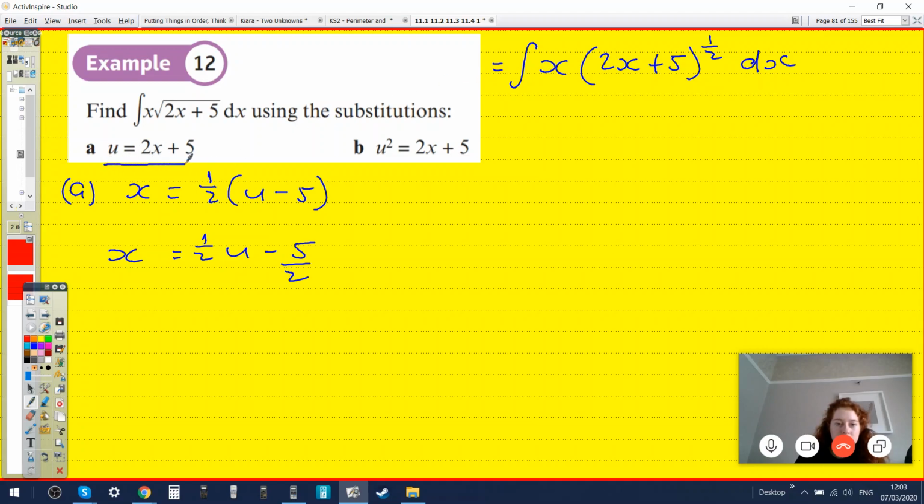So you see how u equals 2x plus 5? If u is equal to 2x plus 5, what could you write instead of this? Oh, u. Yeah, so that could be u to the power of a half. What could you write instead of x? The half u minus 5 over 2. So that could be a half u minus 5 over 2. And then the problem is that would be with respect to x. You also have to change the dx into du.